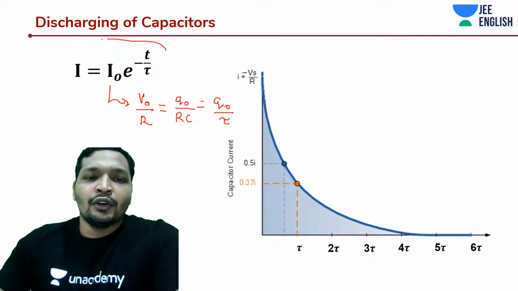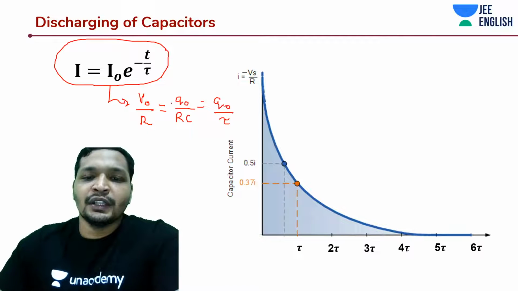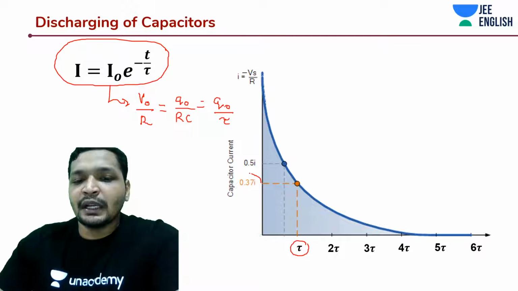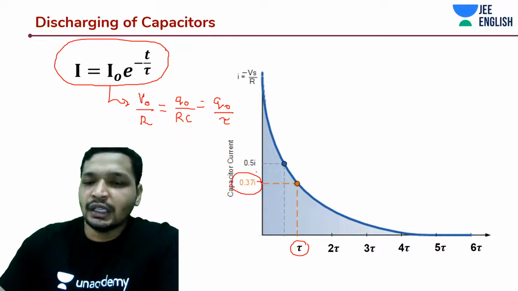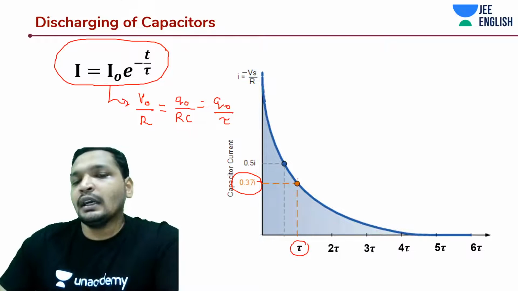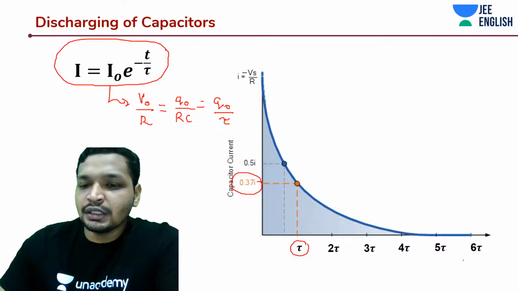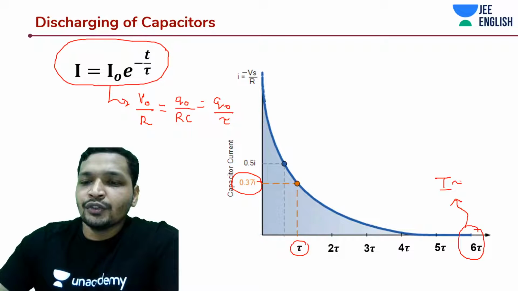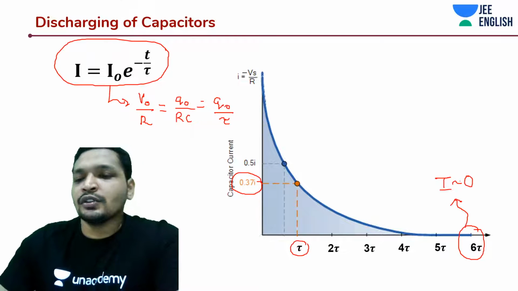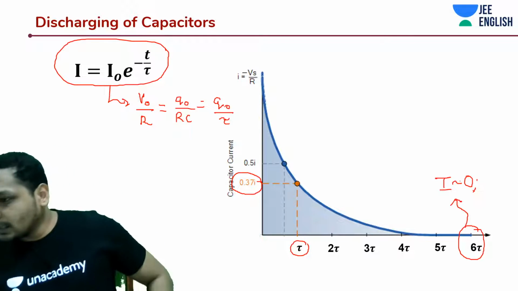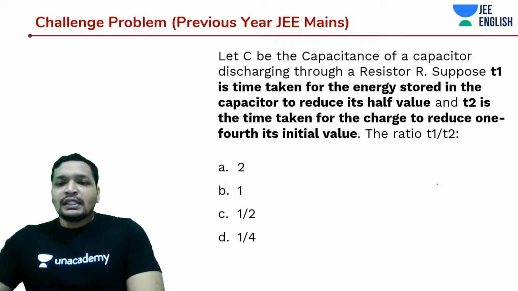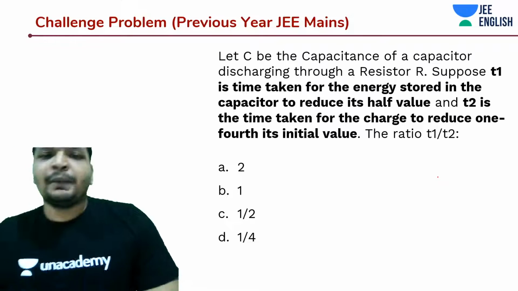Right, and you are going to have a very similar equation. There is not much difference between the equations. What is happening at time t is equal to tau? The current is becoming 37% of the initial current. And at 6 tau it's almost 0. So you lose 99% of the charges. You also lose 99% of the current intensity. Okay, that is it. So let's get started on some awesome previous year JEE Mains problems.